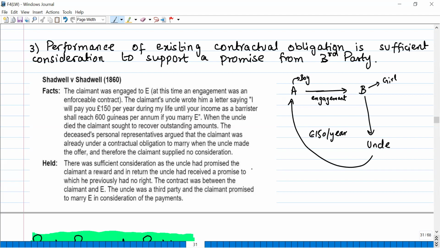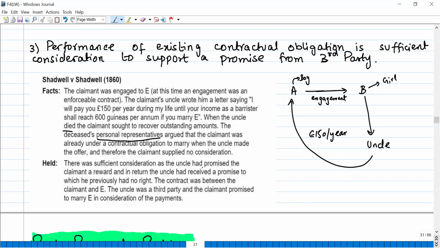Now what happened was that the boy was getting the payments, but once the uncle died, the boy sought to recover the compensation from the personal representatives of the uncle. And the personal representatives refused to pay him. They said that marrying the girl is your contractual obligation. Why should we pay you?